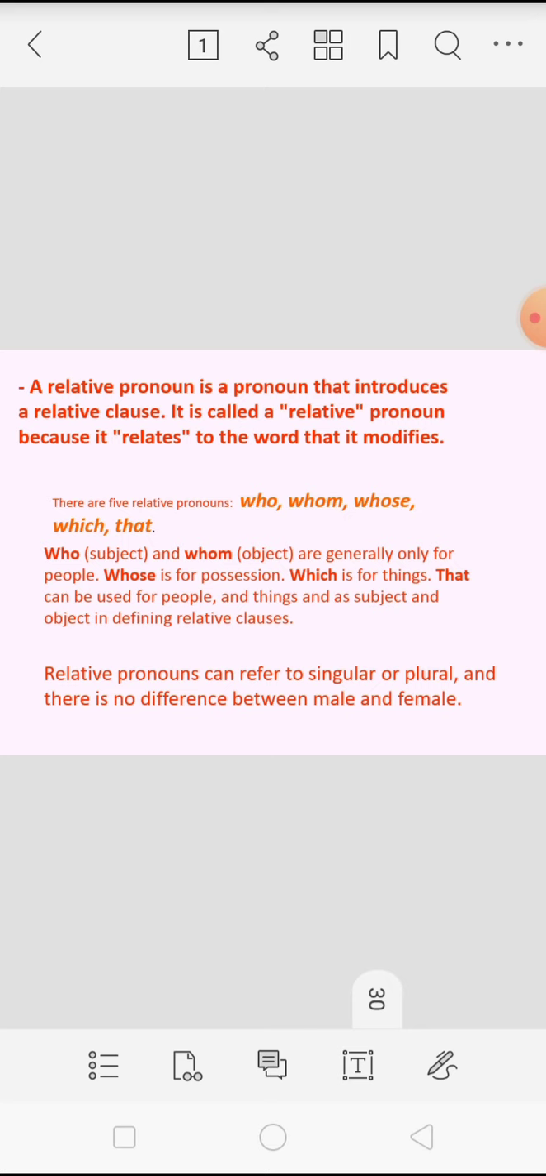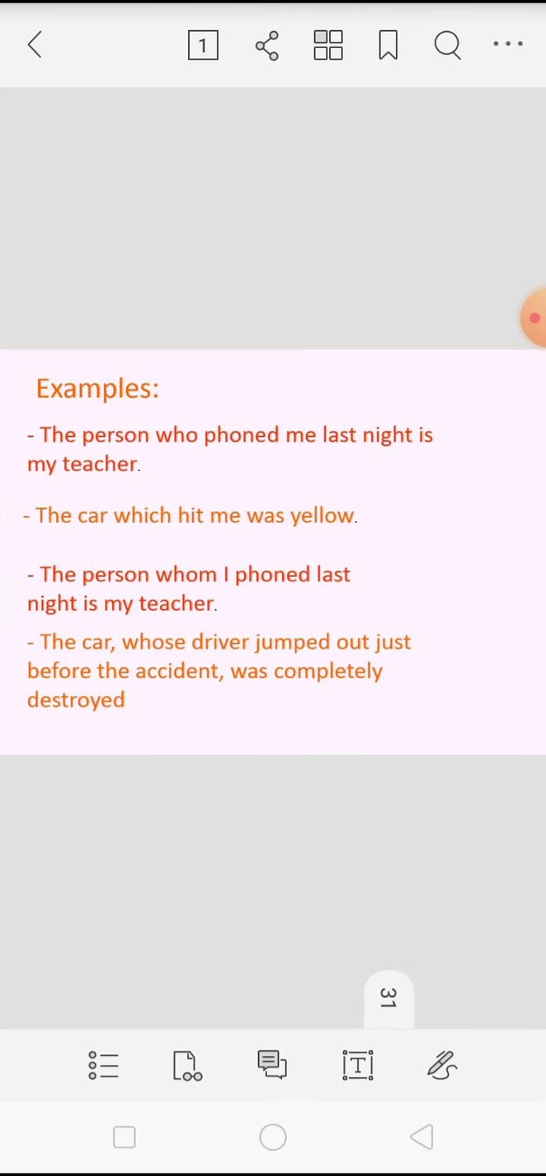That can be used for people and things, and as subject and object in a defining relative clause. Relative pronouns can refer to a singular or plural, and there is no difference between male and female. Examples are: the person who phoned me last night is my teacher. The car which hit me was yellow. The person whom I phoned last night is my teacher. The car whose driver jumped out just before the accident was completely destroyed.